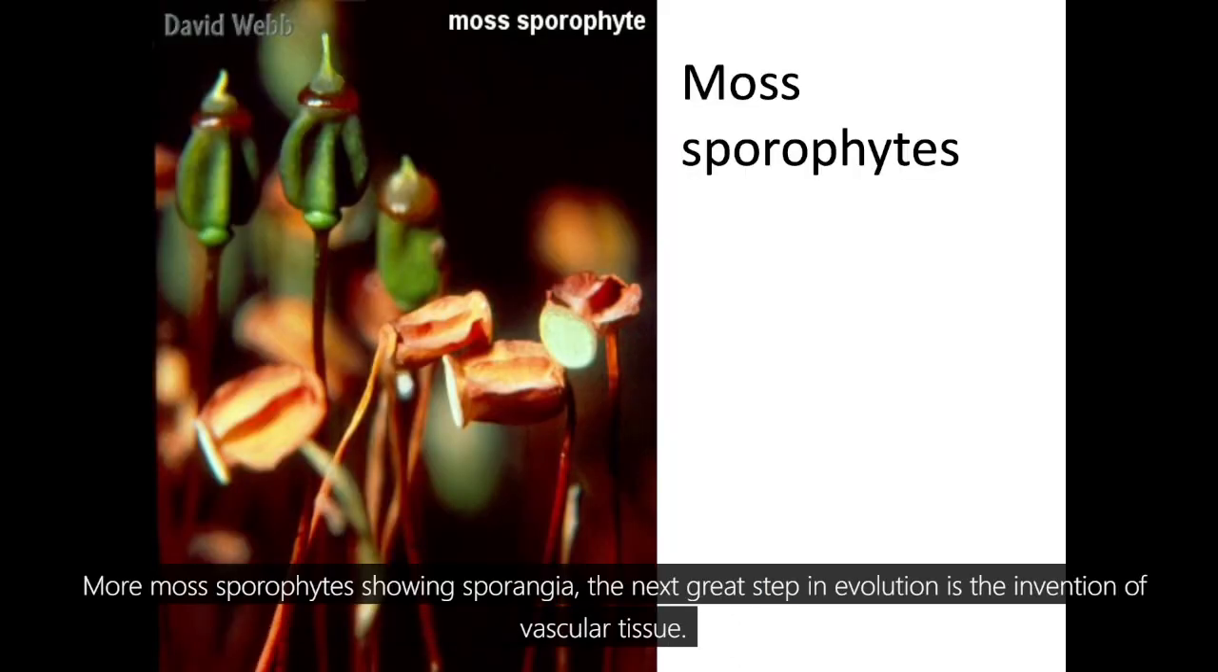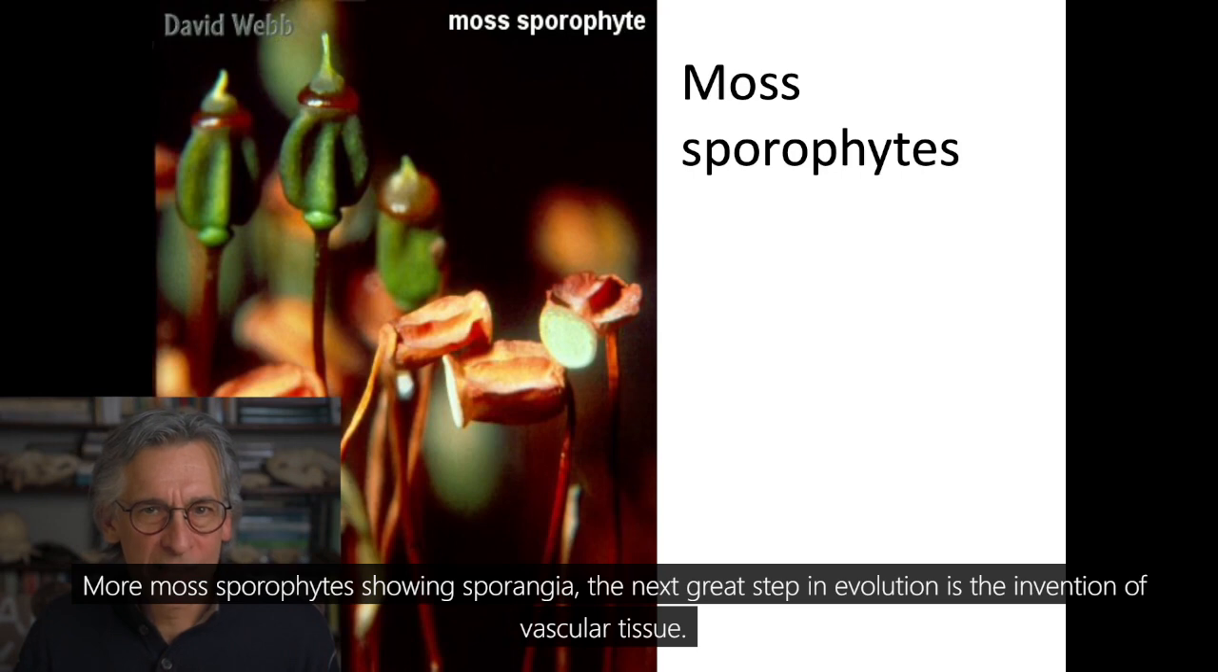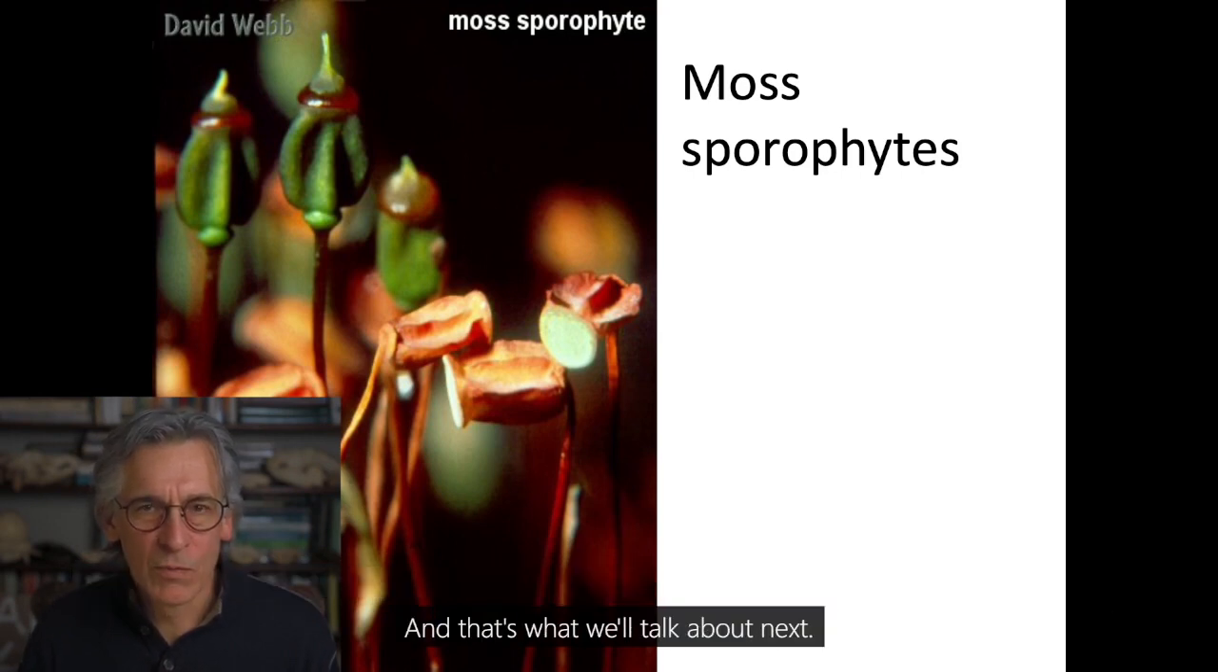More moss sporophytes showing the sporangia. The next great step in evolution is the invention of vascular tissue, and that's what we'll talk about next.